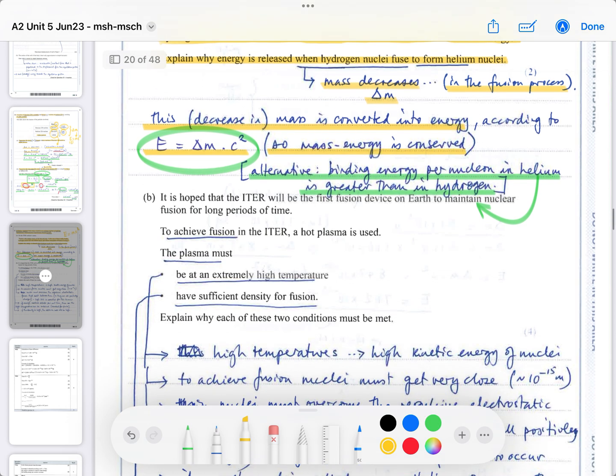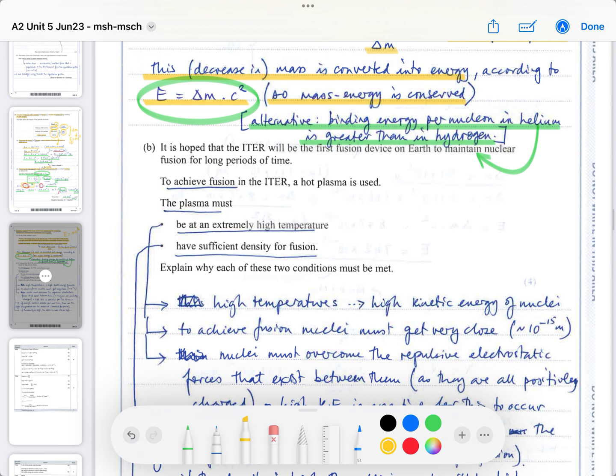So part B, it says, it is hoped that this reactor, ITER, will be the first fusion device on Earth to maintain nuclear fusion for long periods of time. So why is nuclear fusion a problem on Earth? It happens in stars because it has very high temperature. It needs very high temperatures, and we're talking about millions of degrees centigrade. So obviously, if you're talking about high temperatures, you've got to contain the matter at that temperature. In a star, the matter is contained gravitationally, so it doesn't have any container as such.